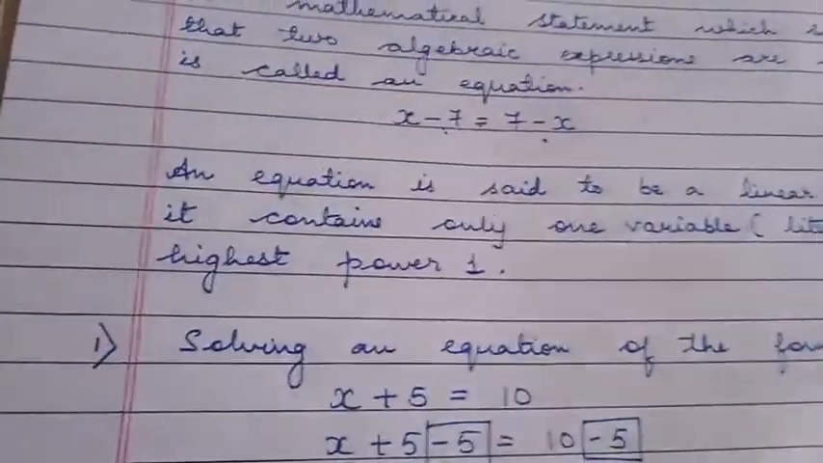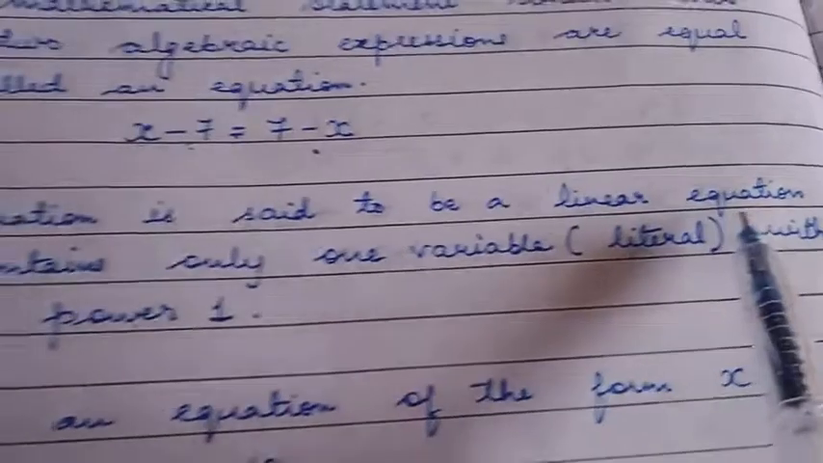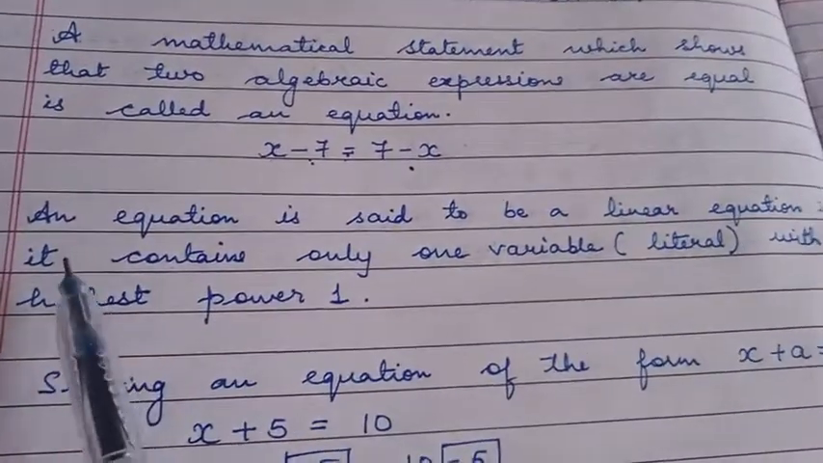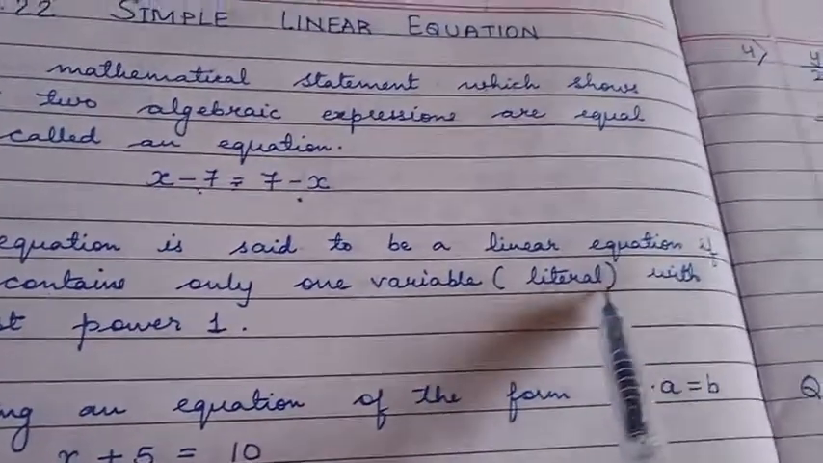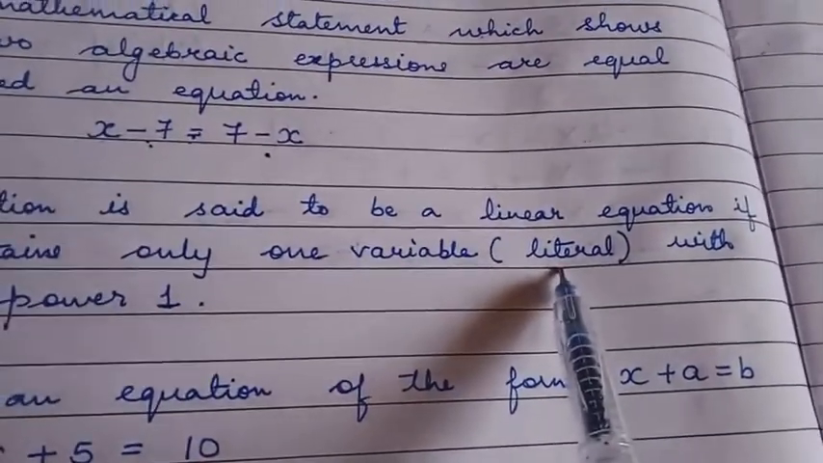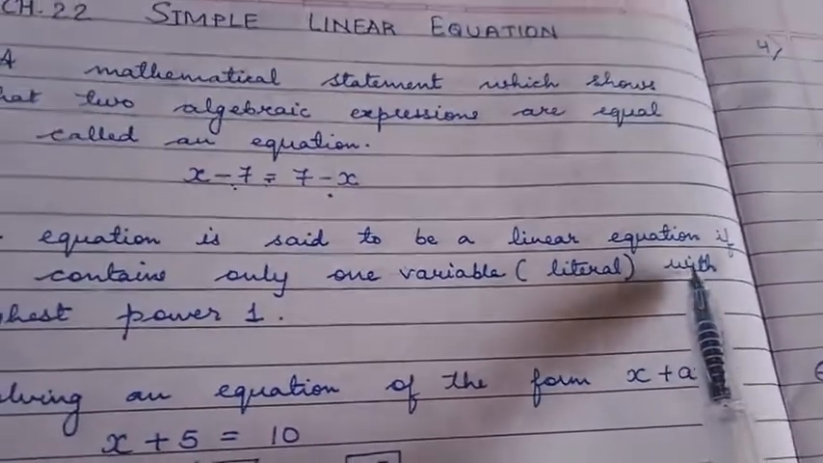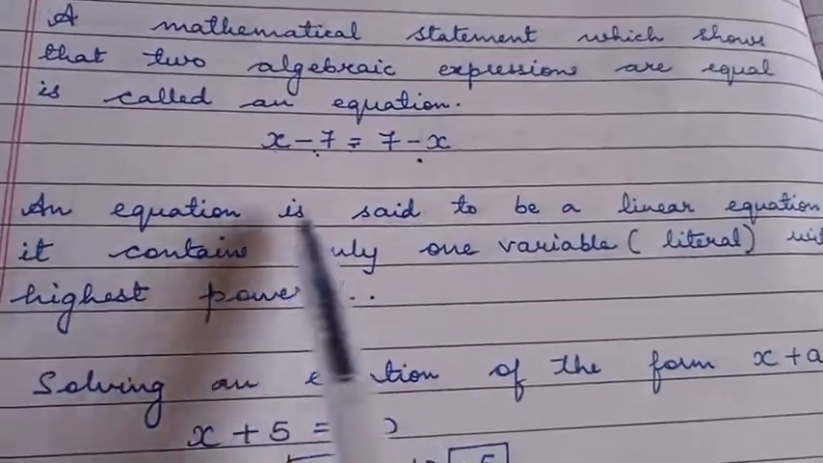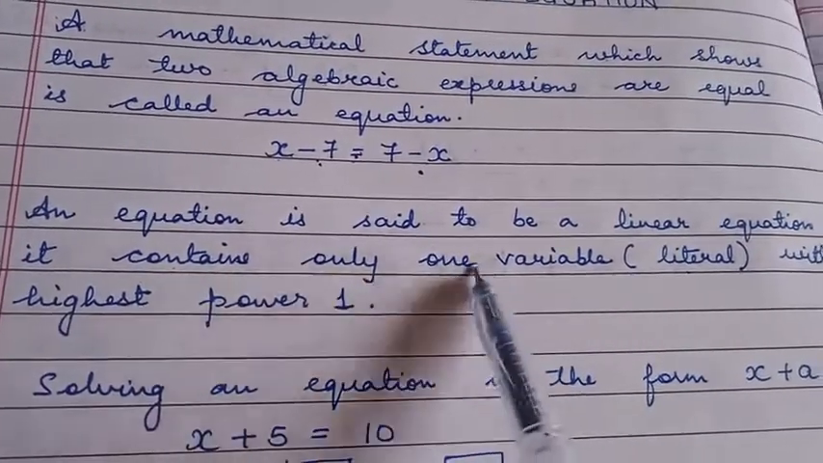Now let us see the second point. An equation is said to be a linear equation if it contains only one variable. Variable means literal, that is alphabets A to Z, any type of small alphabet with highest power 1. So an equation is said to be linear equation if it contains only one variable.